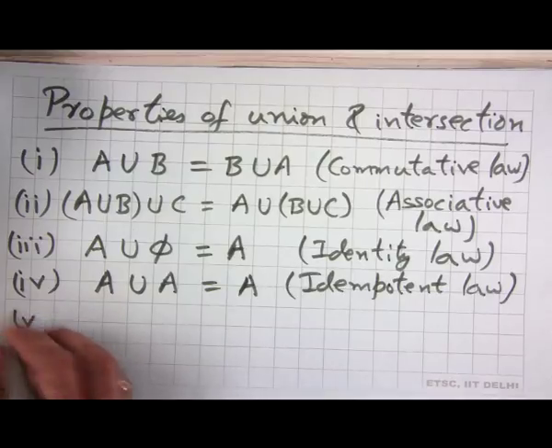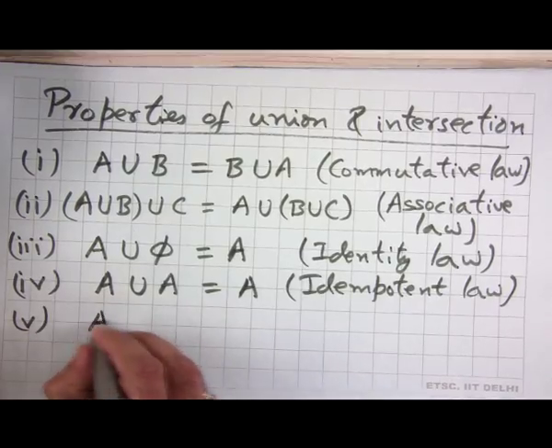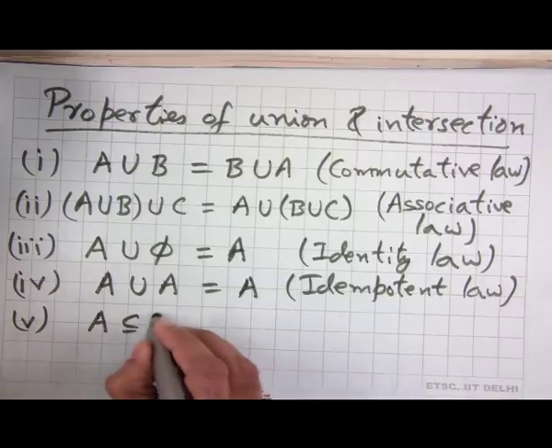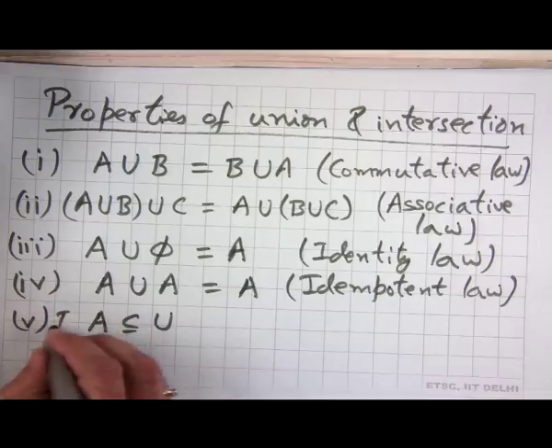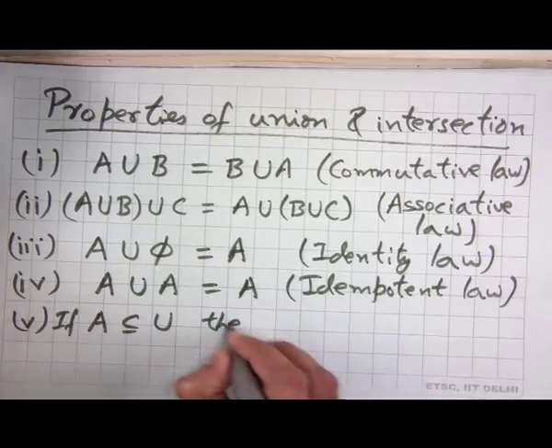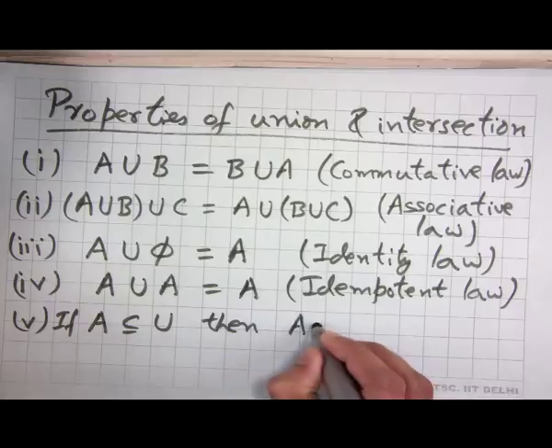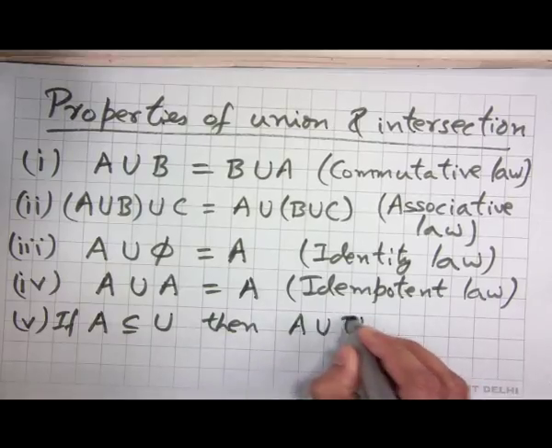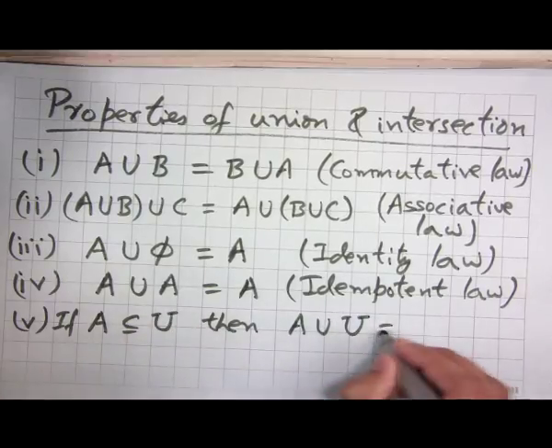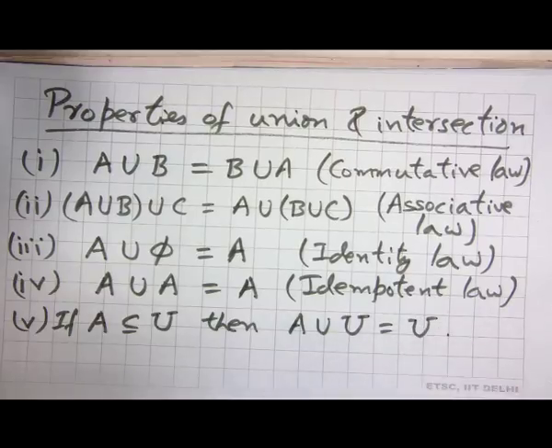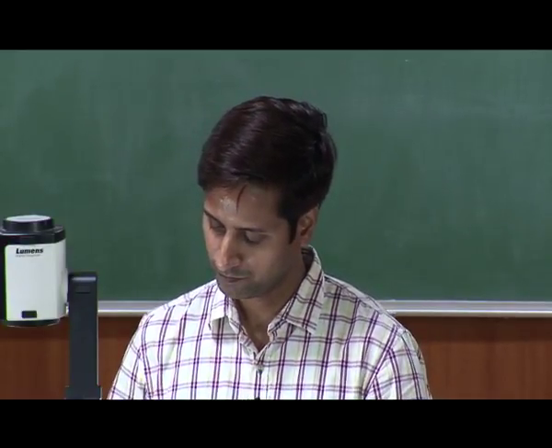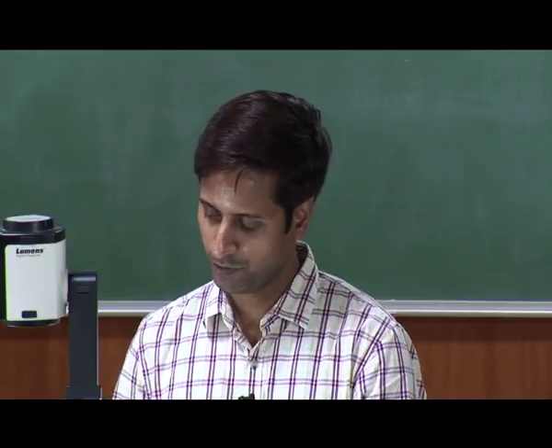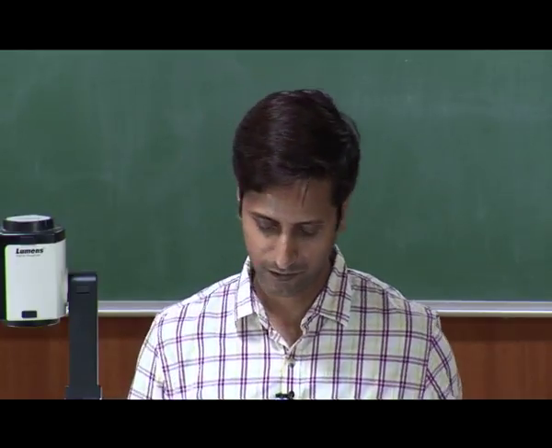And also I will write one more. If A is a subset of U, then A union with U is equal to U. And we have similar properties for intersection.